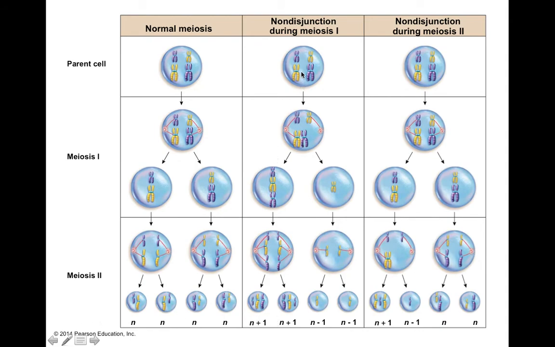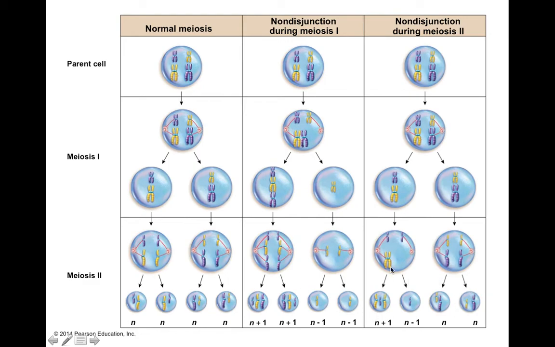Now, if we have non-disjunction during meiosis 1, we end up with this whole set going to that side, which means that half of them are going to end up with N+1, so an extra chromosome, and half of them are going to end up with N-1. And again, a monosomy is not going to be tolerated, whereas a trisomy may be tolerated.